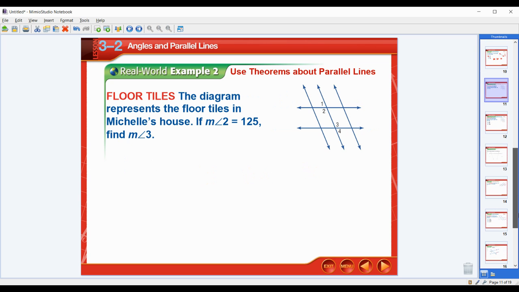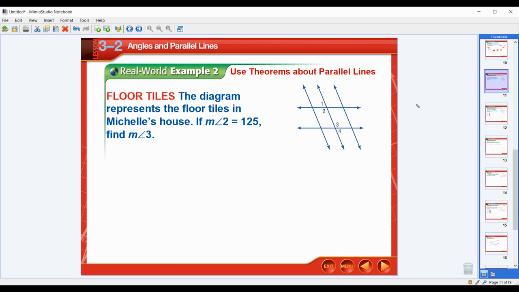All right, next slide here. So it says floor tiles here. The diagram represents the floor tiles in Michelle's house. If the measure of angle 2 is 125, find the measure of angle 3. So let's think about how we're going to do this here. We need to find the measure of angle 3. So if we look at these two lines that are running horizontal.